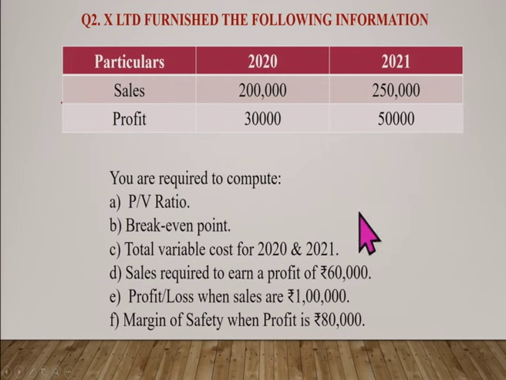To calculate the PV ratio, the formula is change in profit divided by change in sales. Here the change in profit is 50,000 minus 30,000, which is 20,000, and the change in sales is 2,50,000 minus 2 lakh, which is 50,000. So 20,000 divided by 50,000 gives a PV ratio of 40%.